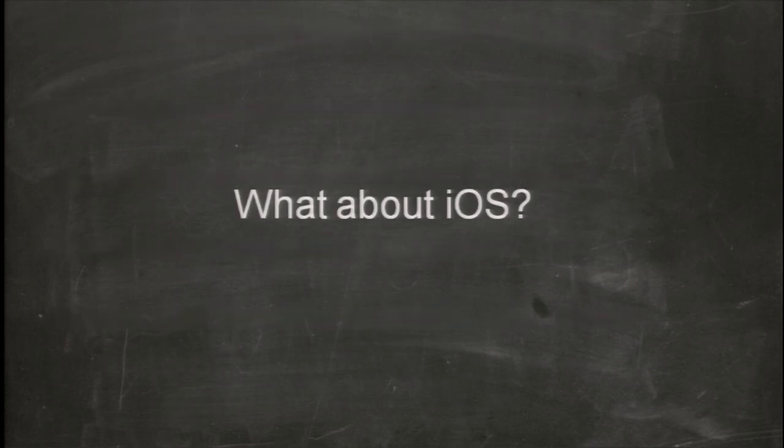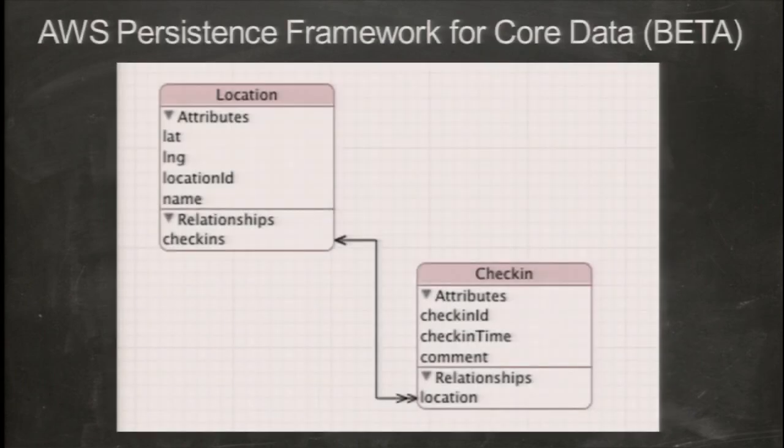So I spent a bit of time talking about Android. Hopefully some people in the room are also iOS developers. You might be asking, what about iOS? Well, that's where the AWS Persistence Framework for Core Data comes in. This is currently in beta, but we're actively working on it and adding features and enhancements as customers let us know what they would like to see.